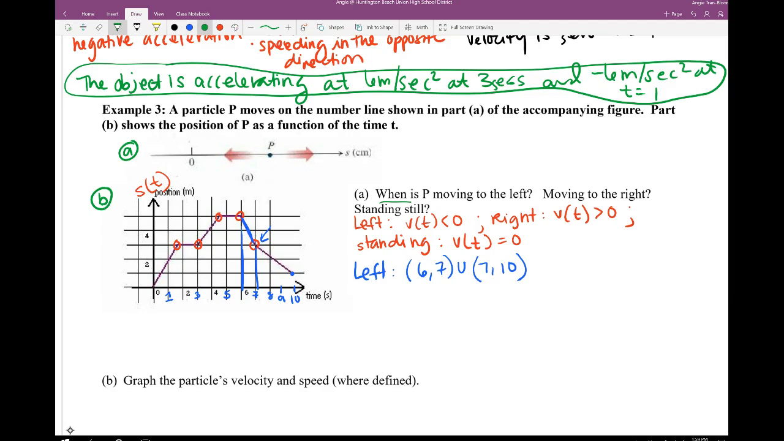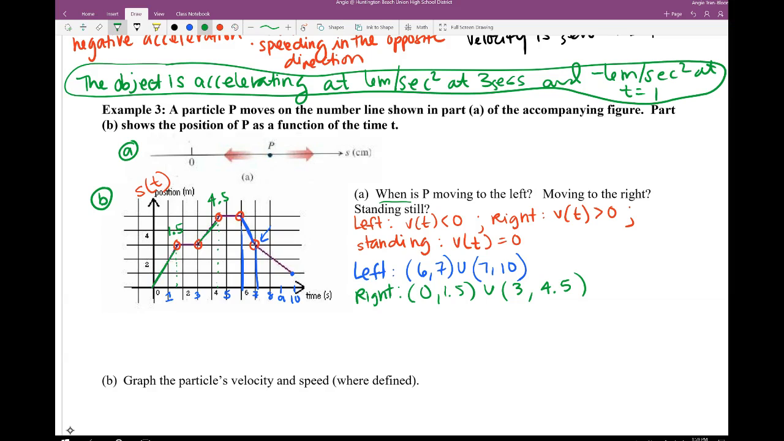Then let's do right. Right means I should have a slope that's positive. A positive slope is right here and right there. So right is from 0 all the way to, let's make this 1.5, union that with 3 to, let's make this 4.5. Just stay on the same track here. So that's when the object is moving to the right.